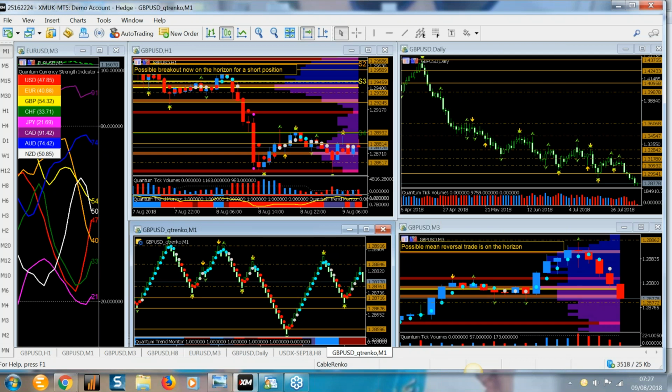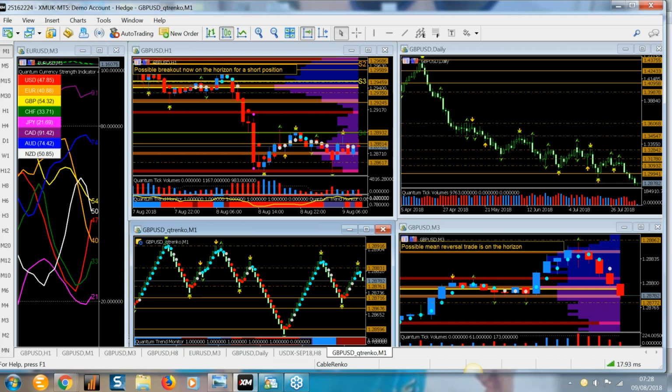And with cable, the other thing to bear in mind as well is price action is fine, and it's great technical analysis, but you do have to be aware of the fundamental news. And the fundamental news for cable or sterling is tomorrow. We've got GDP. So if you are trading cable, just be aware of that.